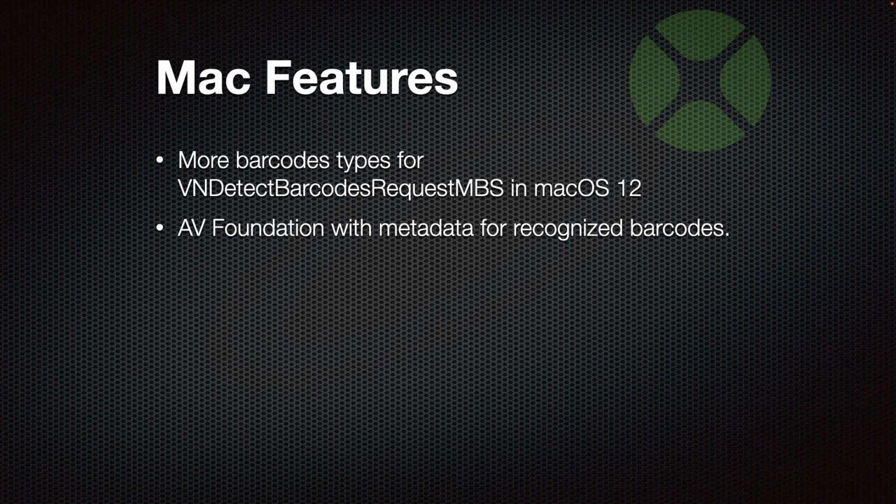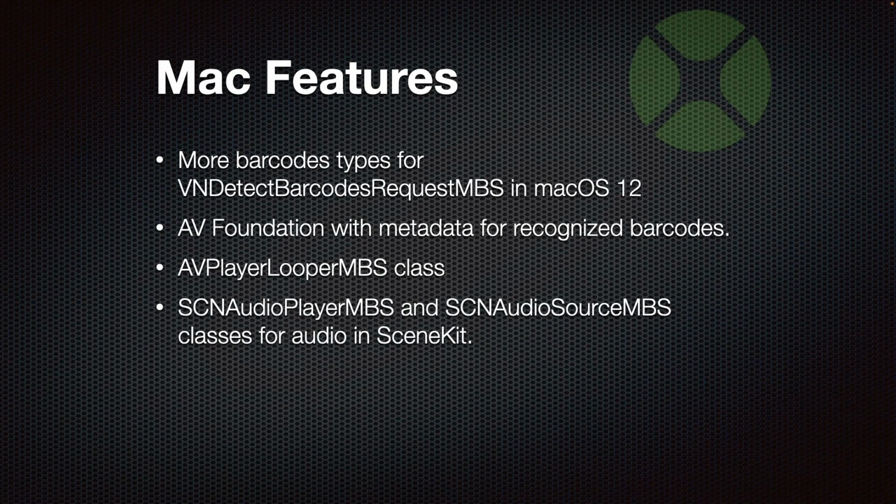The system will do it in the background, and you just get an event with the metadata, including the barcode it found. We also got an AV player looper class, which is optimized to play sound which loops, so you don't have to do it yourself. Also, we got audio support for our SceneKit classes, so you can now do 3D scenes with audio effects and have different audio sources in the scene. And depending on where your audio is, it may play differently, so you can get 3D audio effects.